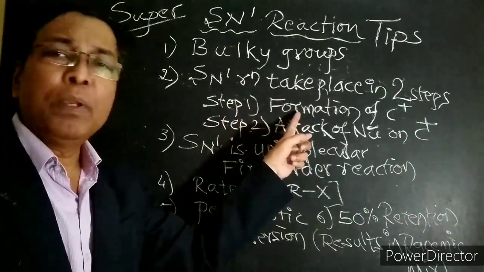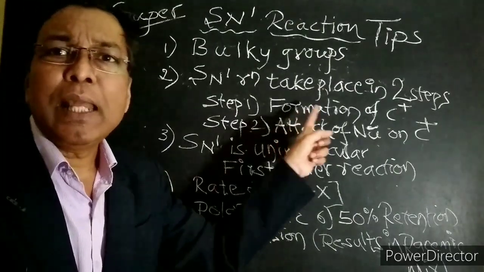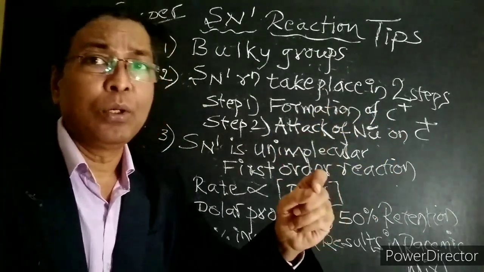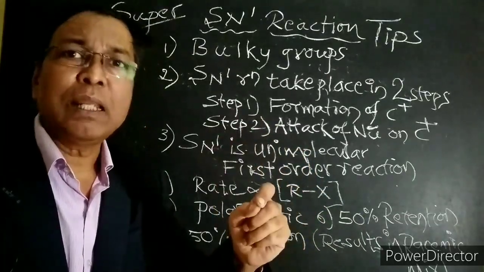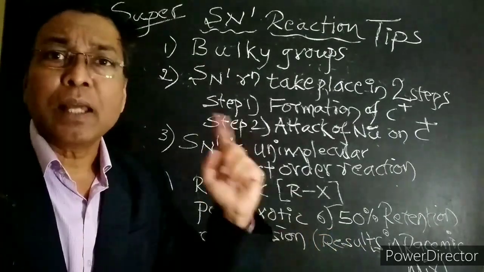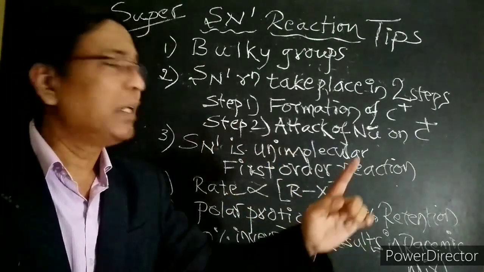The first step is the slow step. It takes place very slowly. The formation of carbocation takes place very slowly. As a result, the first step is the rate deciding step. Therefore, it is called the rate determining step, RDS.